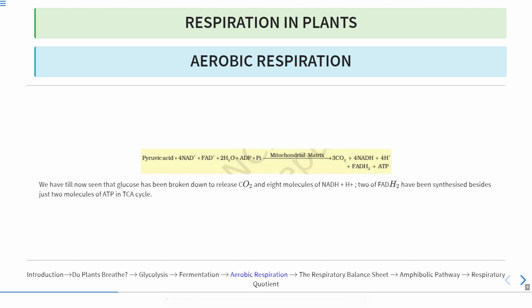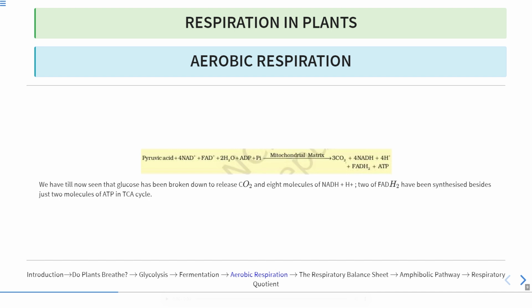One FADH2 is formed by the succinate dehydrogenase enzyme, which is part of the inner mitochondrial membrane and converts succinate to fumarate. Here it is written ATP plus inorganic phosphate. Actually, it is a GTP, but later this GTP is again converted to an ATP molecule. There is no difference there, and this is occurring in the mitochondrial matrix.